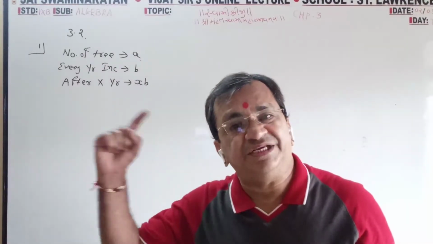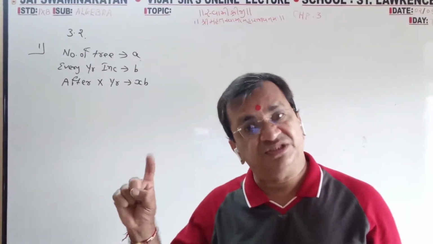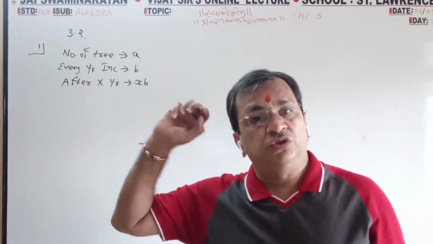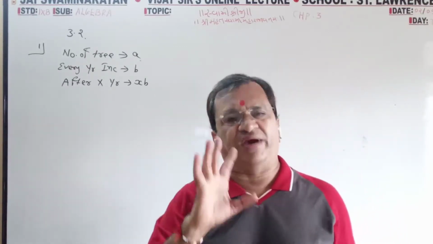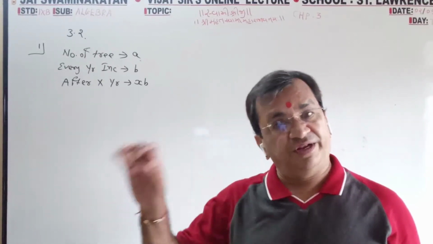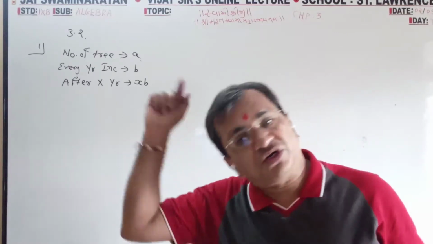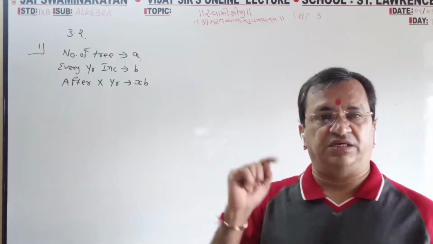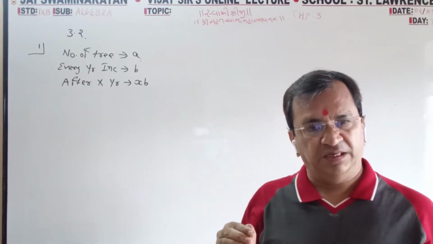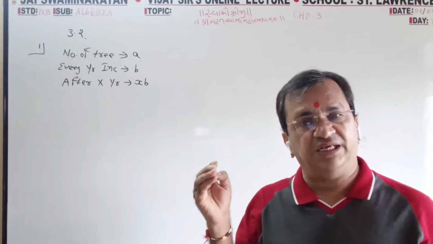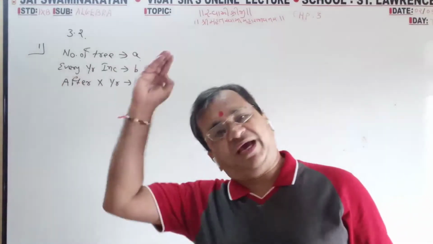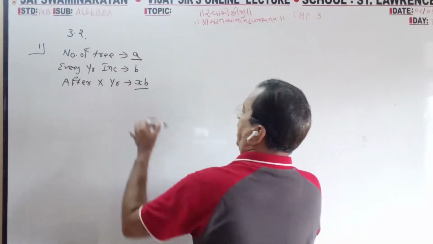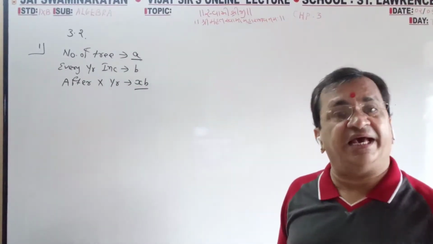Every year increase B. 1 year increase B. Second year increase 2B. Third year increase 3B. Suppose it is increasing by 5. So first year increase 5. Next year also increase 5, so 10. Third year also increase by 5, so 15. So every year B. In 1 year B, 2 year 2B, 3 year 3B, 4 year 4B. So X year XB. This was present and after X year it is XB.